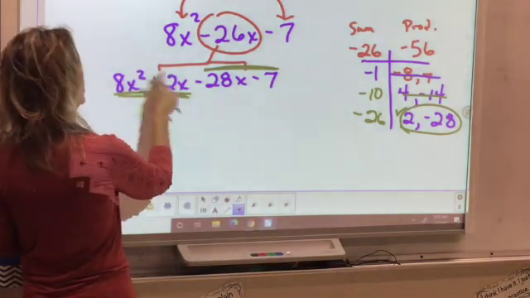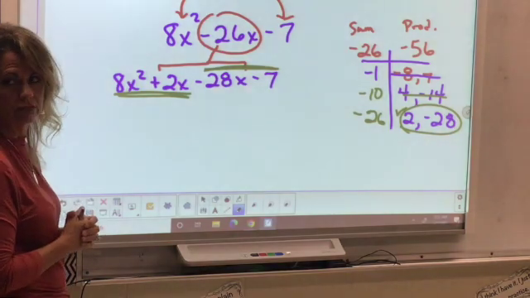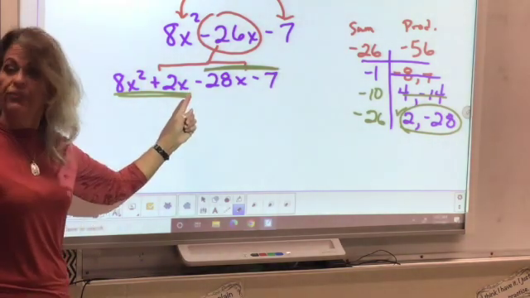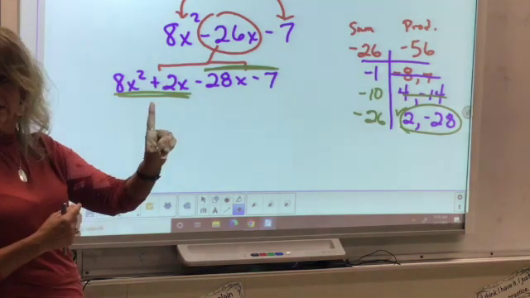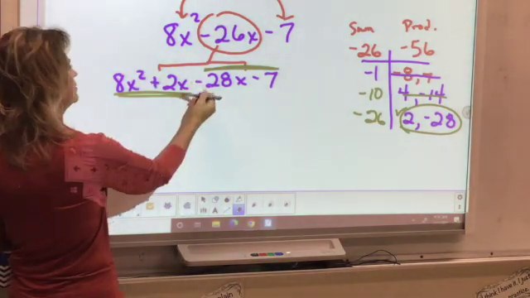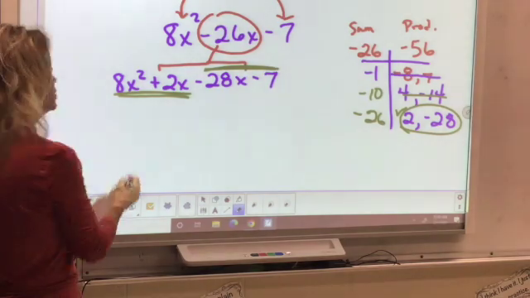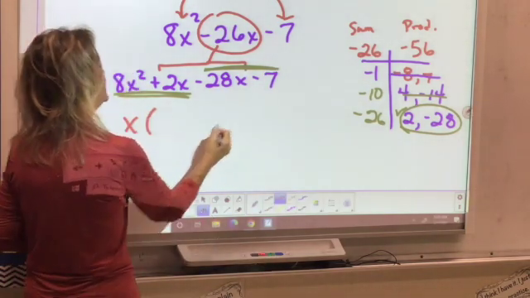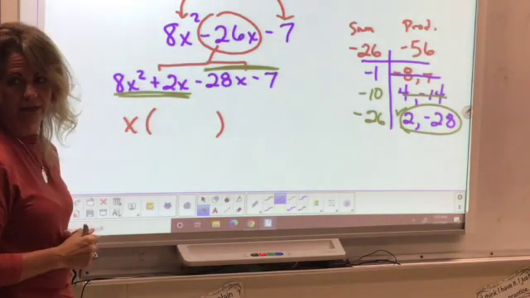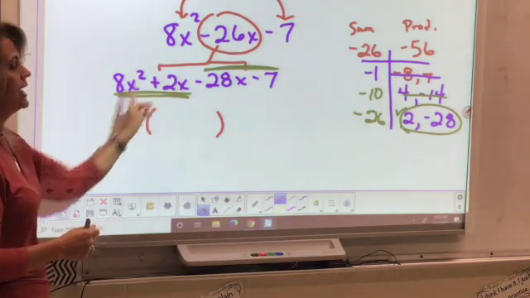Do they have a common variable? No. Wait, yes. They both have at least one x, yes? Do they have more than one x? No. This is an x squared, this is an x, yes? So they have an x in common. Do they have a number in common? Is there a number that I can take out of both those?